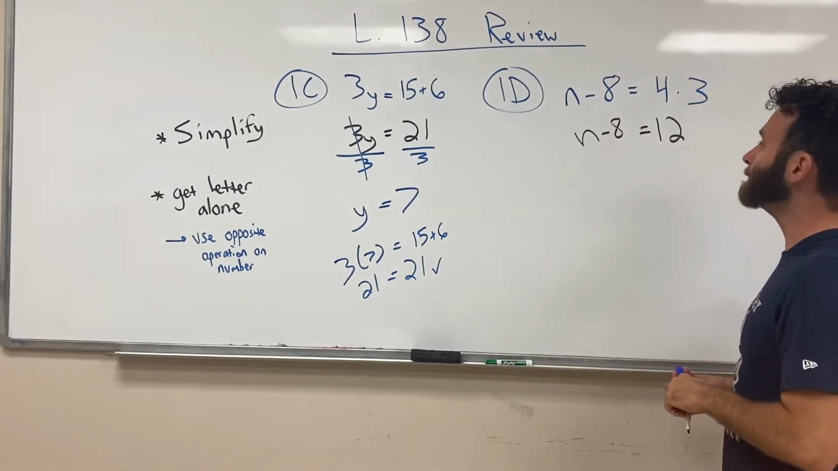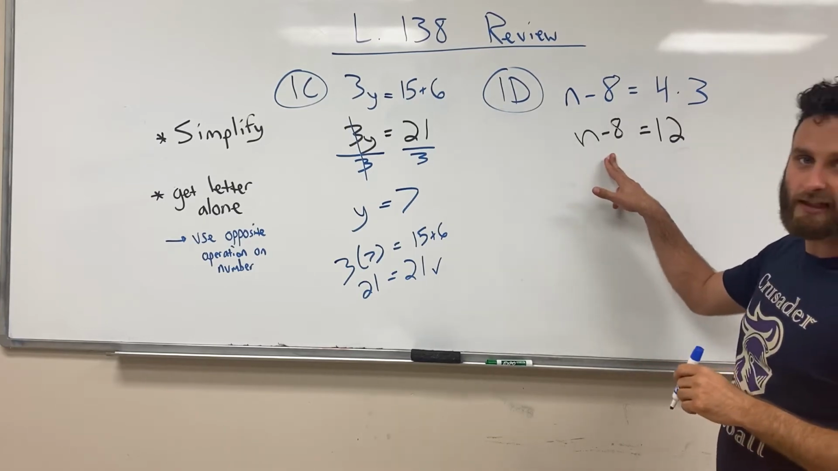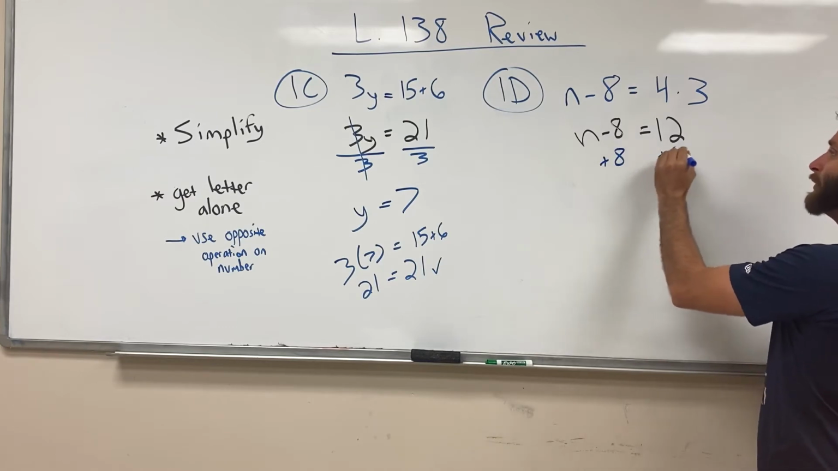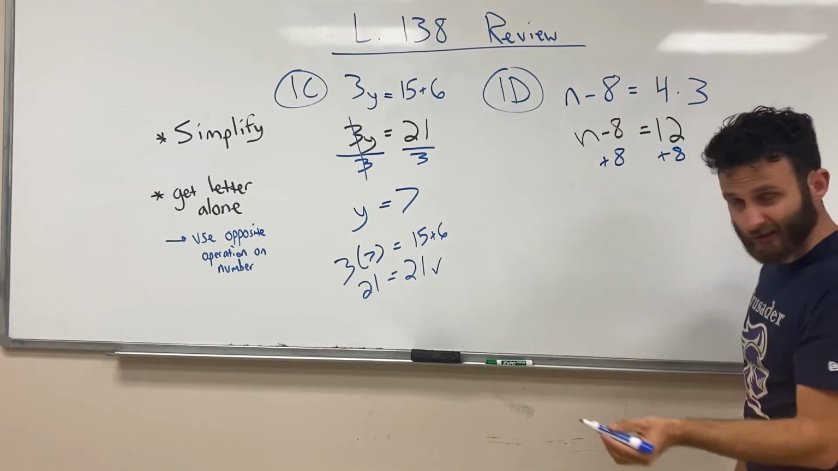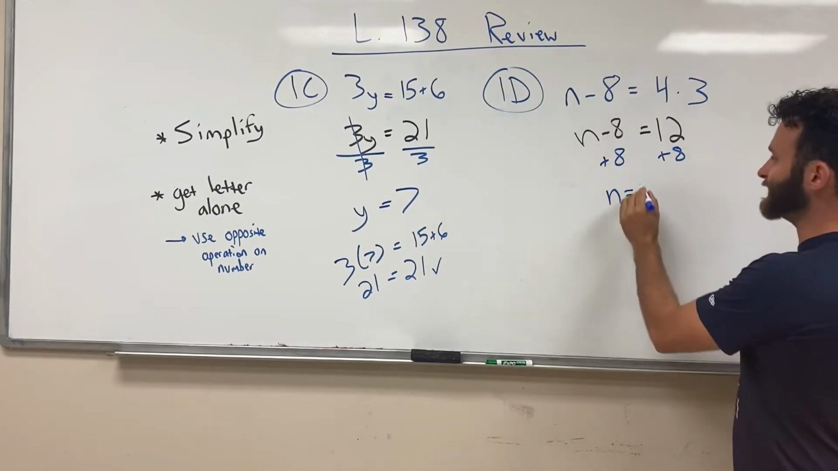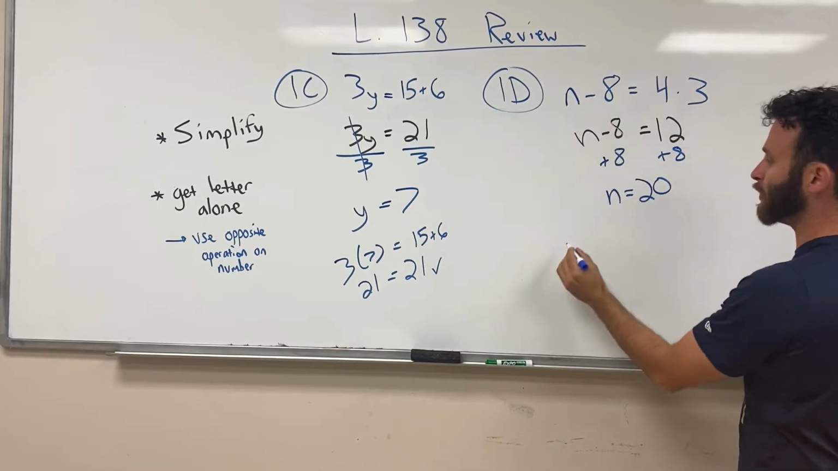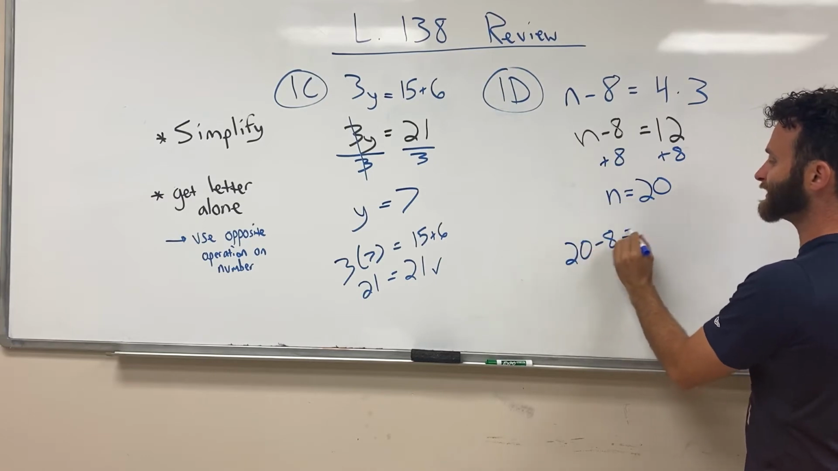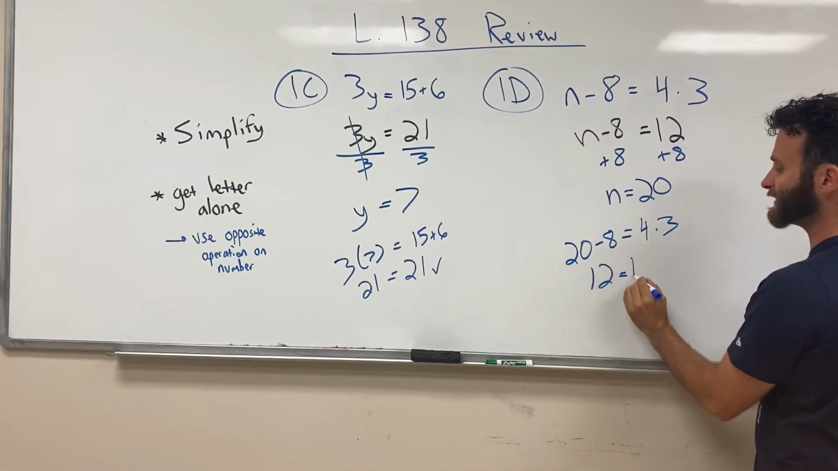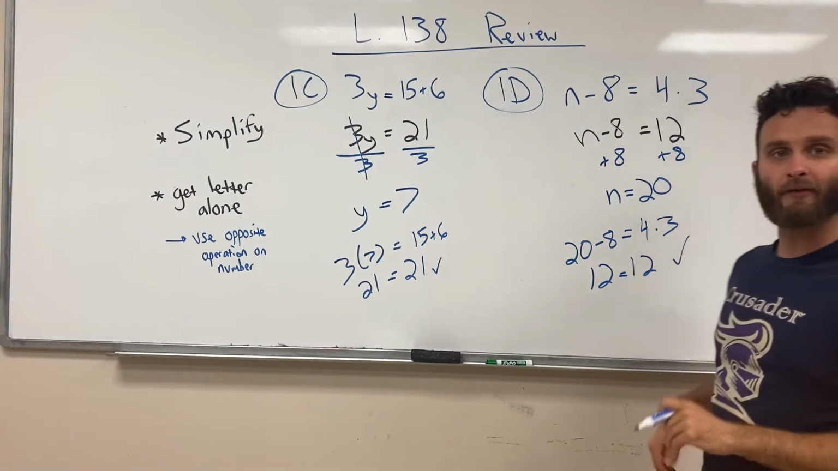Next one, we need to get the 8 out of there, so the n is by itself. It is a subtraction problem, so we need to add. Not only add 8 on one side, but add 8 on both sides. Negative 8 plus 8 is 0. 12 plus 8 is 20. How do we check our answer? 20 minus 8, does that equal 4 times 3? Yes, it does. We have the correct answer.